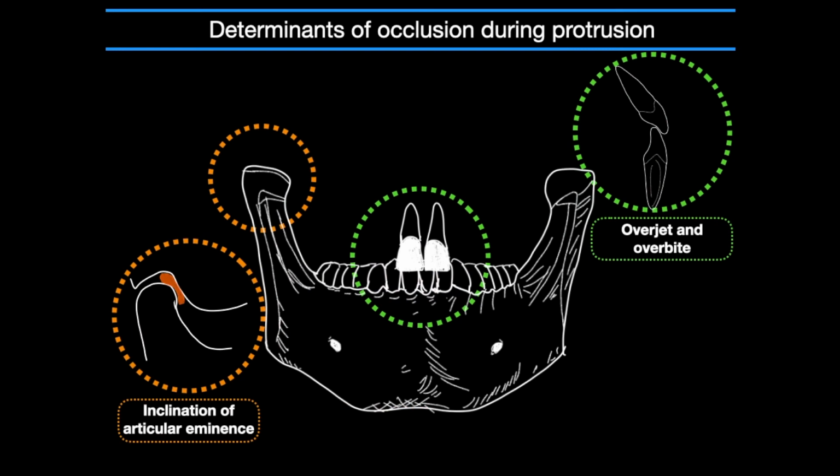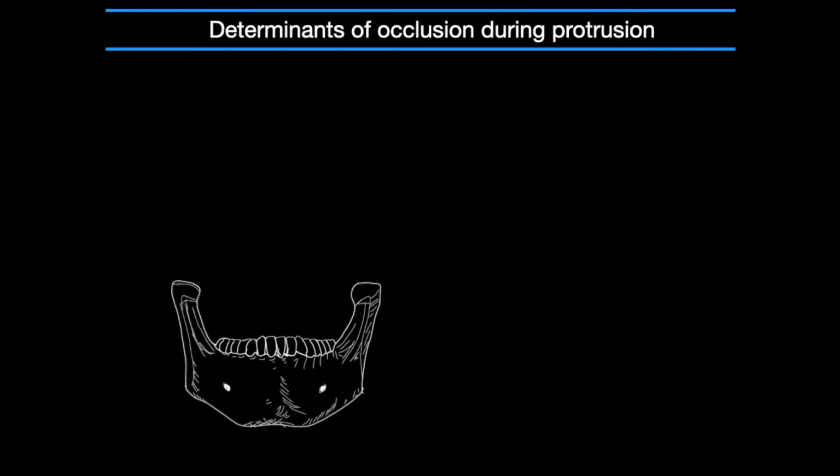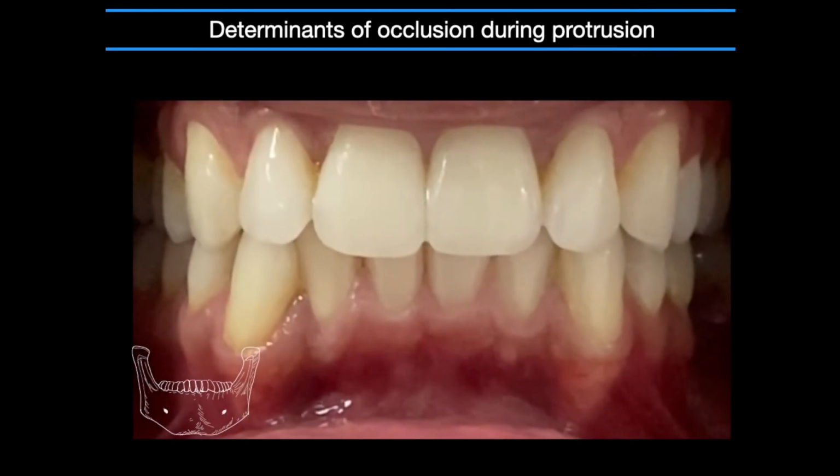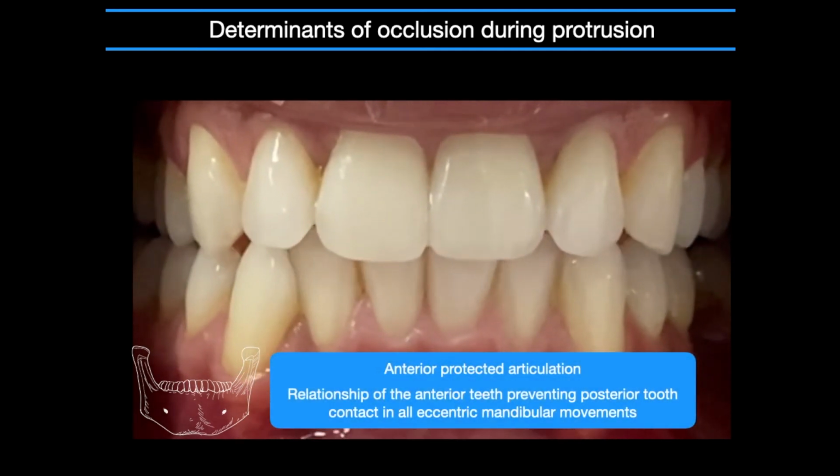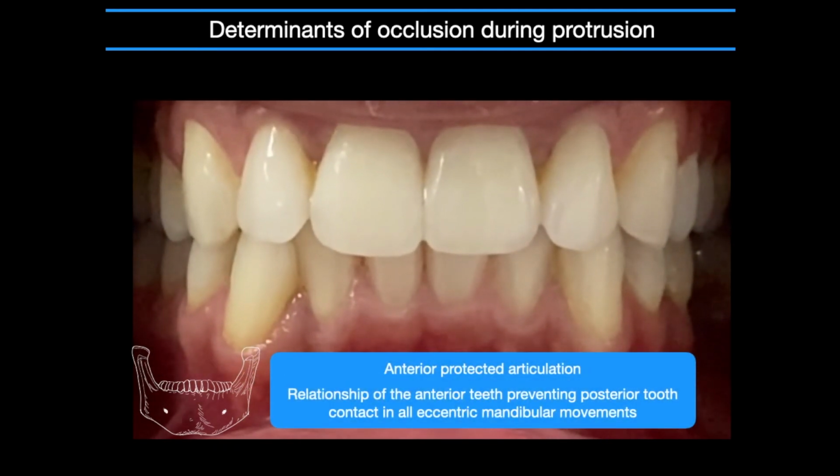The determinants of occlusion during protrusion are the same ones already observed from the sagittal plane, namely the articular eminence and the anterior teeth. However, only from the frontal plane can we really appreciate the importance of the maxillary incisors in the disclosure of the posterior teeth during protrusion.